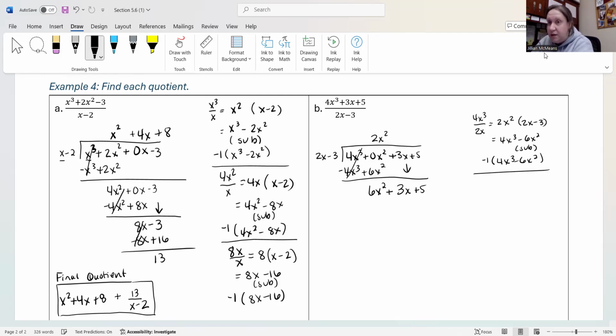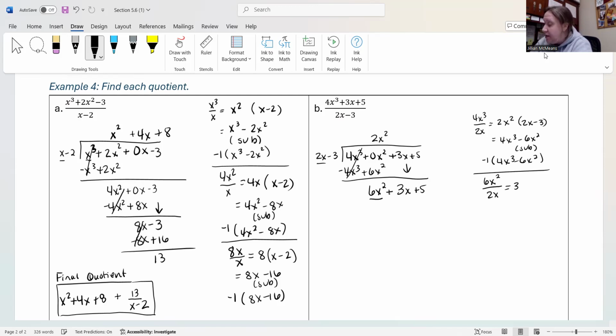And then you just repeat the process. So do you see how that 0 placeholder for the square term was kind of helpful? It gave us a column to add that 6x squared in. All right, now we take the first term of our new dividend, which is 6x squared. We divide it by the first term of our divisor, which is 2x. 6 divided by 2 is 3. X squared divided by x is x.